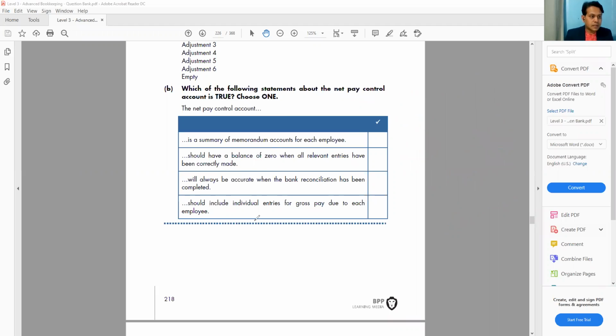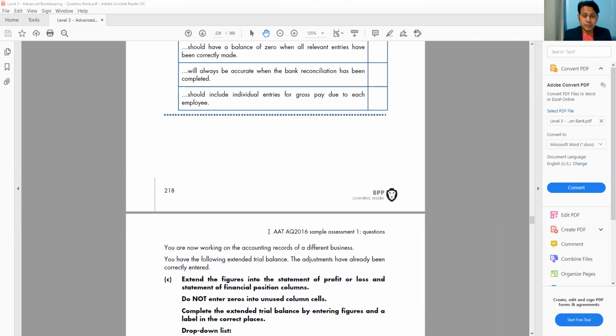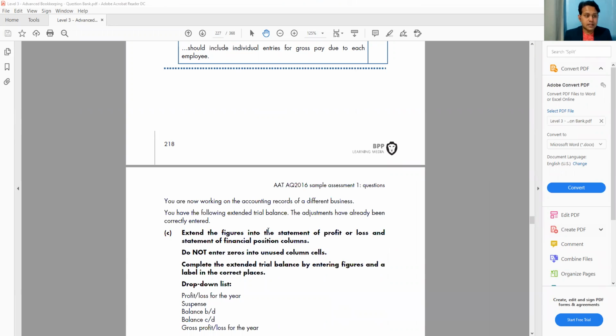All right. So yes, it is kind of the same thing. The net pay control account and the wages control account are kind of the same thing, because we make a different control account to see what the balance is. For the net pay, there will always be a zero balance.